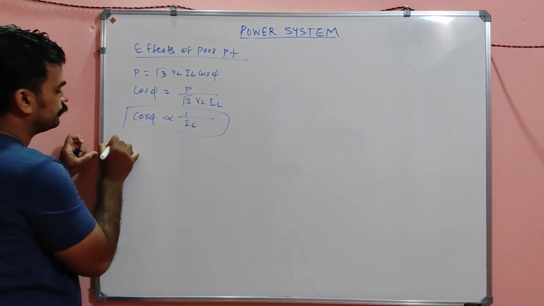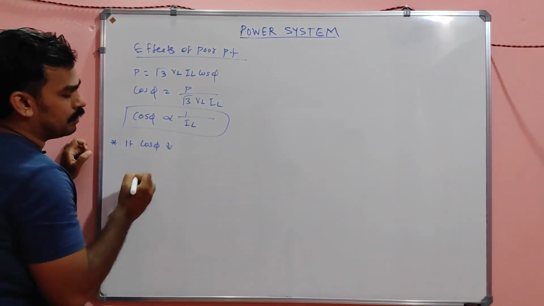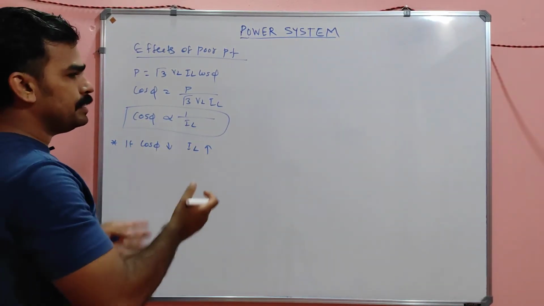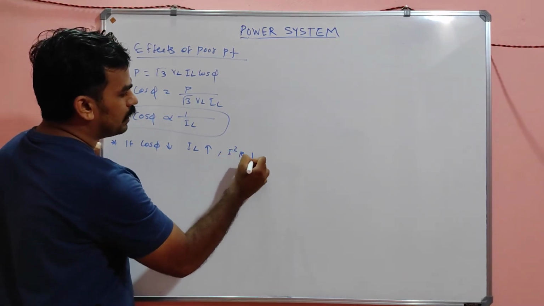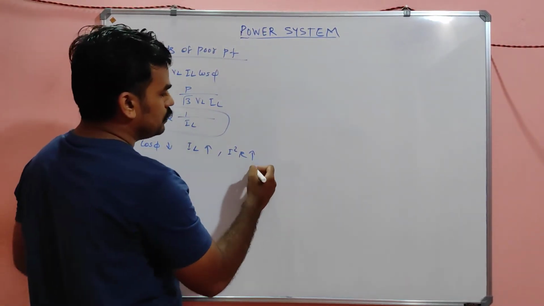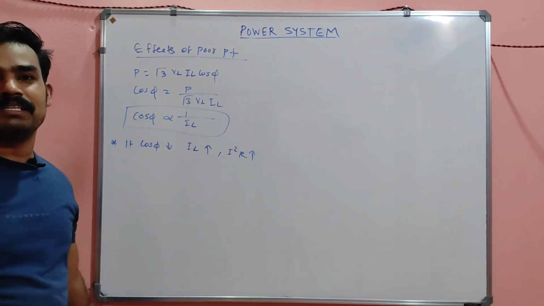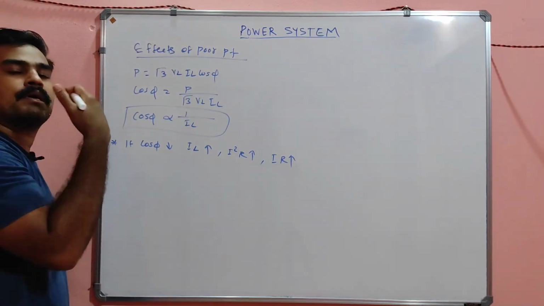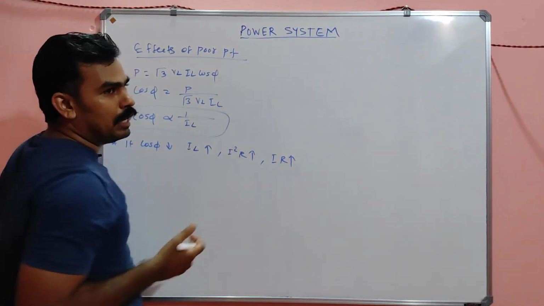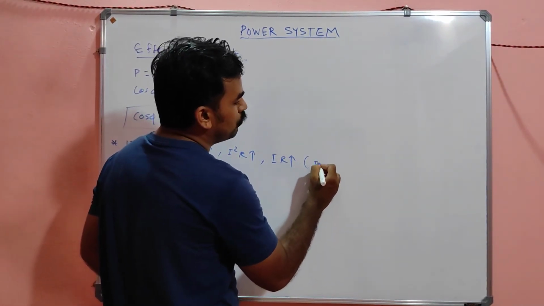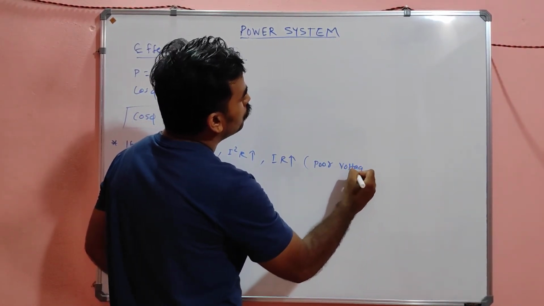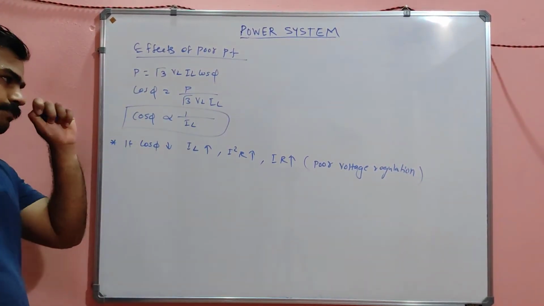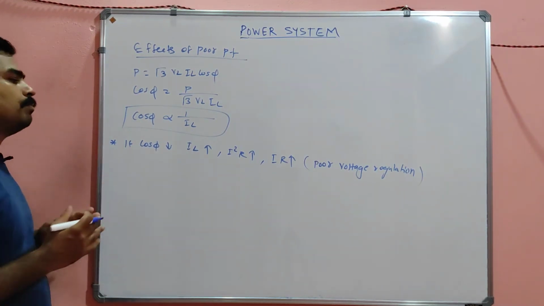If cos phi is poor, that means a lower power factor, the line current will become high. If the line current becomes high, the I square R loss in the transmission line will become high. So losses will be high, and of course the efficiency will be less. Also the IR drop is high, and if the IR drop is high, it means poor voltage regulation will be the result. So these are the problems of a poor power factor.